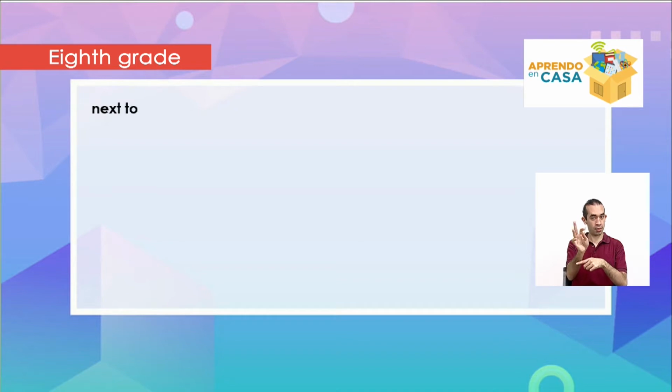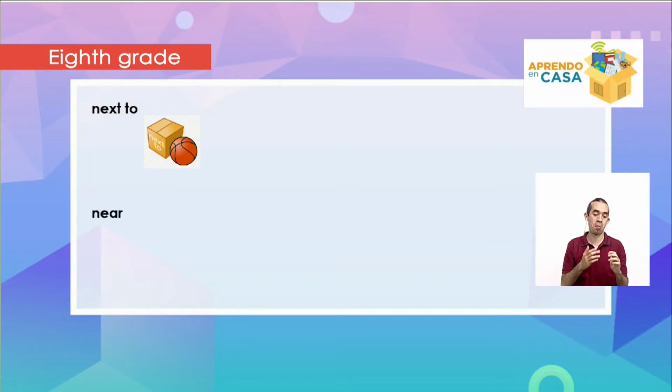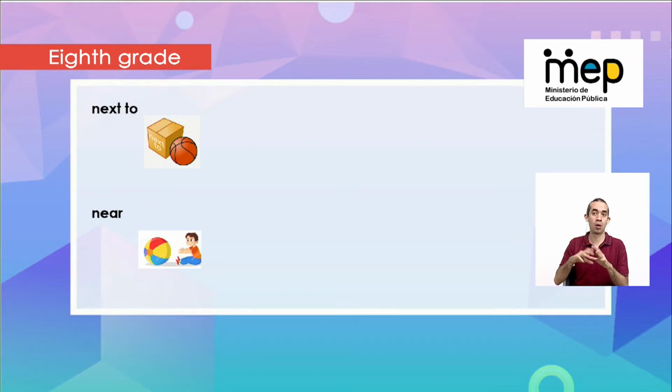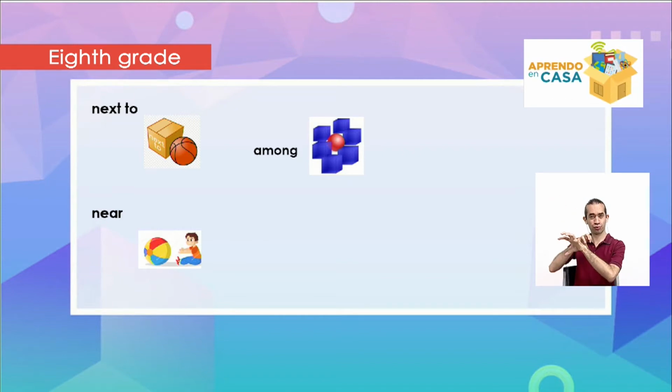Okay, now we have next to, and next to means that it's very close to you, like the ball is next to the box. You can say that your house is next to the park. And then you have near. That means that it's very close to you, like the ball is near the boy. Like the church is near Repretel, for example. Then we have among. As you can see, the ball is among all those boxes. So we can say that the park is among many places.